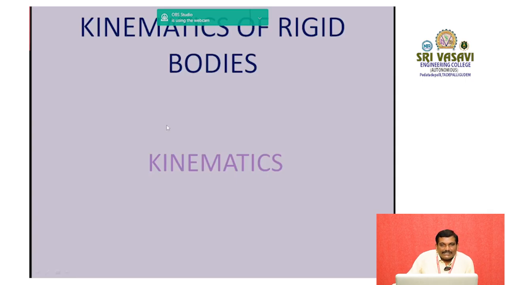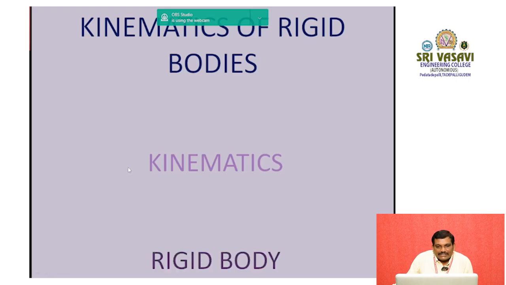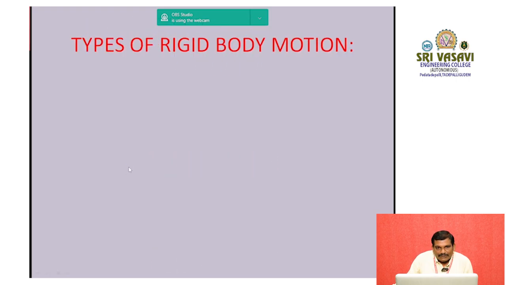So what is kinematics? It is that branch of dynamics which deals with the motion of bodies without considering the forces causing the motion. That is kinematics. And coming to rigid bodies, a rigid body is formed of a large number of particles occupying fixed positions with respect to each other. That is a rigid body.